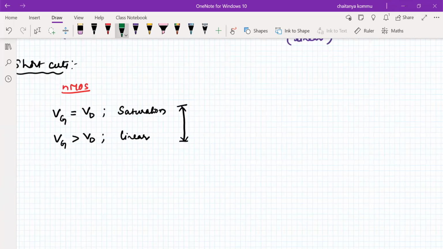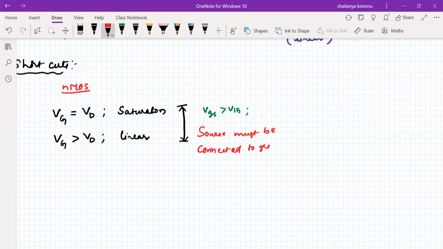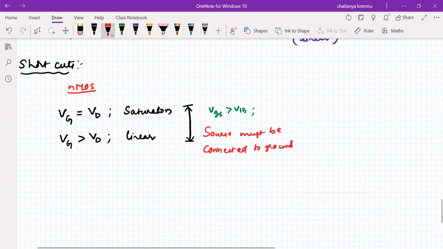First, you have to identify that VGS value should be greater than VTH. There is no doubt at all. Okay. And the source must be connected to ground. If the source is connected to ground and VGS is greater than the threshold voltage, then we have to play with gate and drain. That's all.